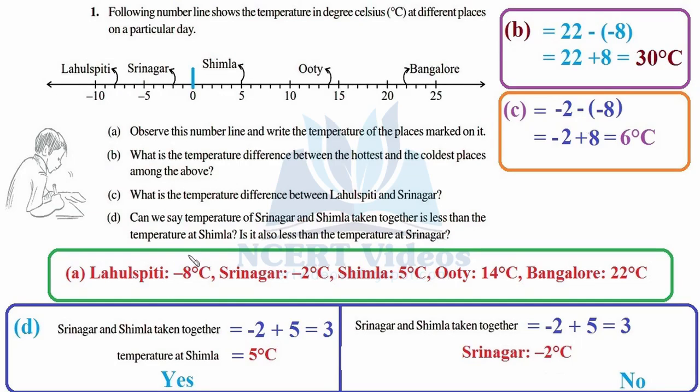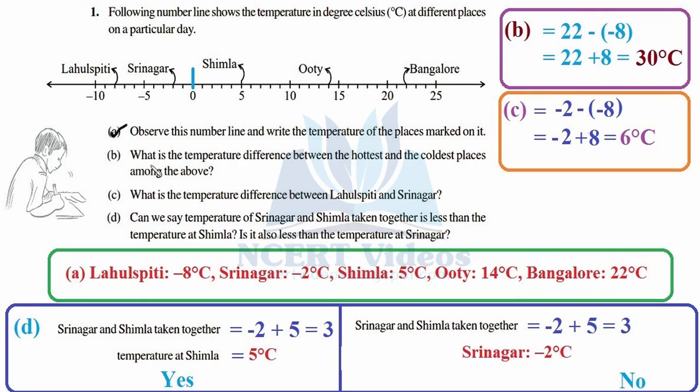Let's come on to Srinagar. You can see here 0, 1, 2. It is 2 degrees Celsius on the negative side because it is on the left hand side. Similarly, Shimla is towards the right hand side and it is marked at 5 degrees Celsius. Now Ooty is 1 less than 15. This is the fast way of doing it rather than starting from 0. Similarly for Bangalore, 22 degrees Celsius.